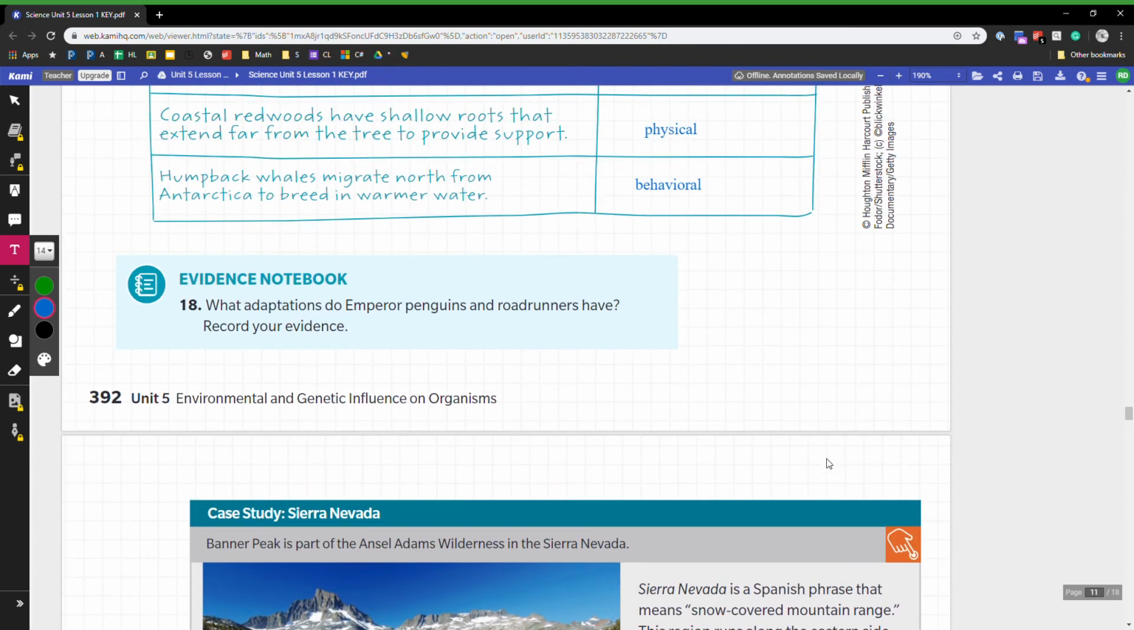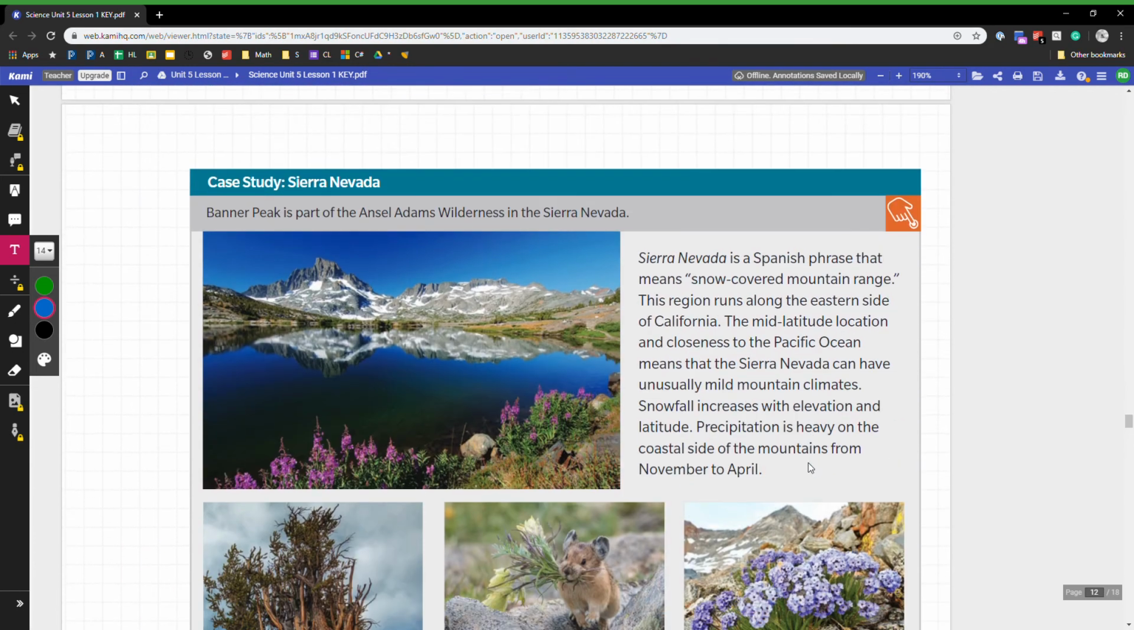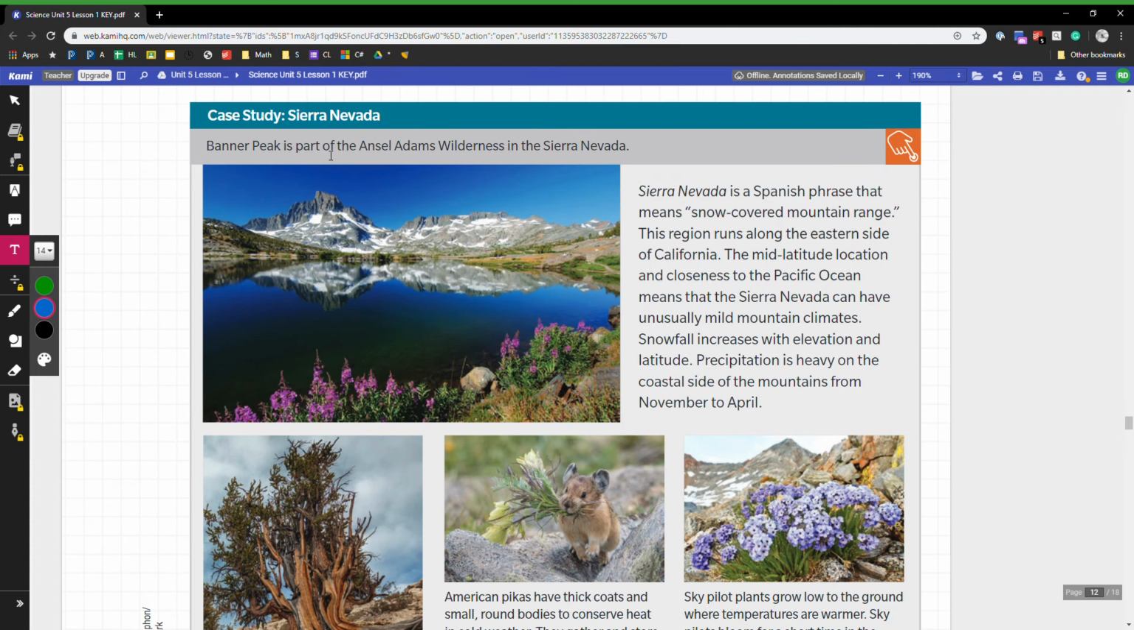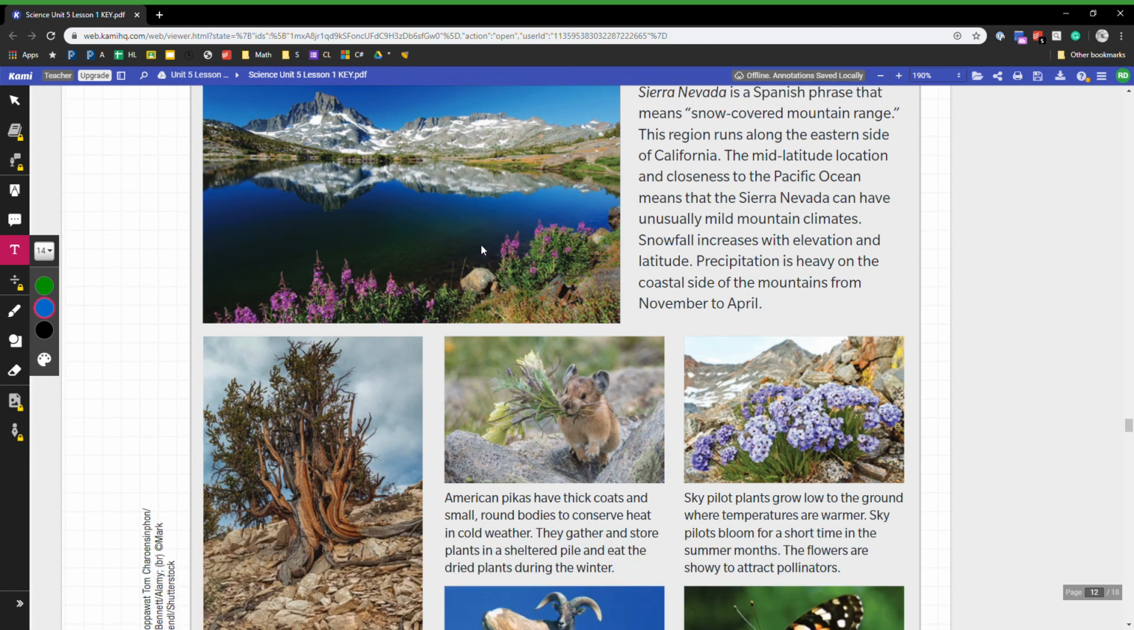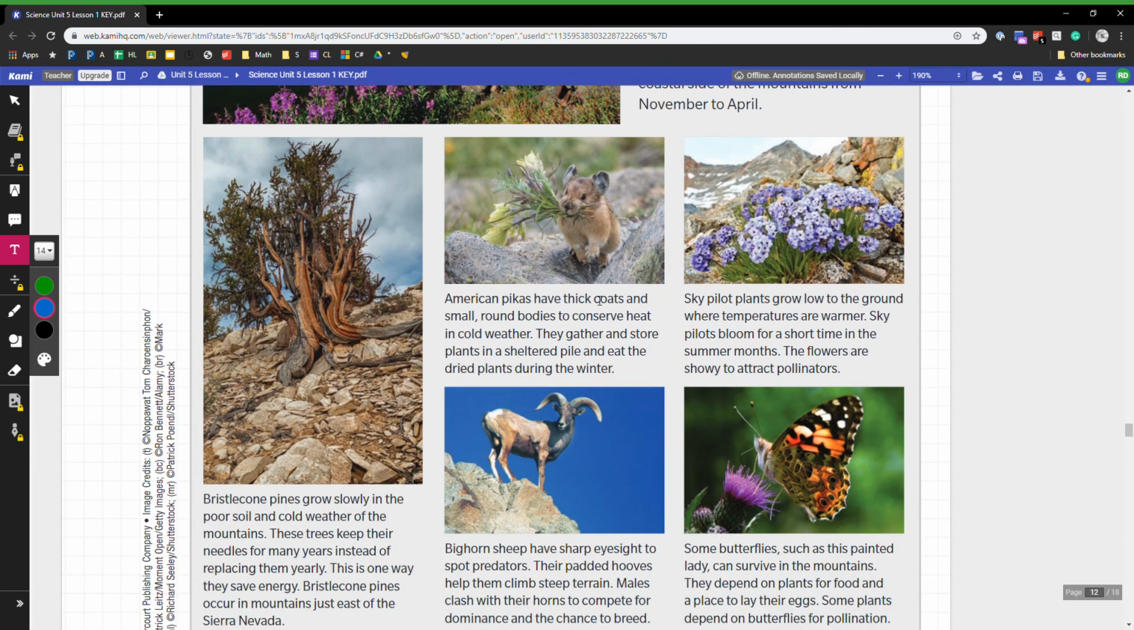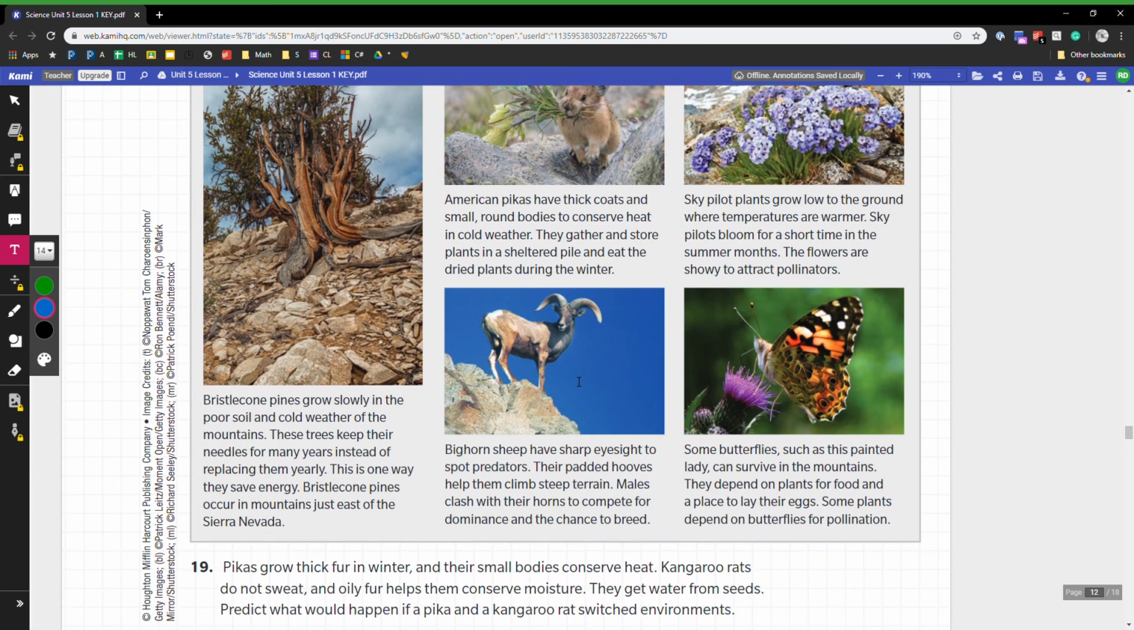Okay, and then it goes down to this case study of the Sierra Nevada, and this is a picture of the Ansel Adams Wilderness. This is a little bit south of Yosemite, and these are all animals and trees that live there. These are some of the oldest trees in the world, actually, these bristlecone pines, and these are all in the Sierra Nevada mountains.